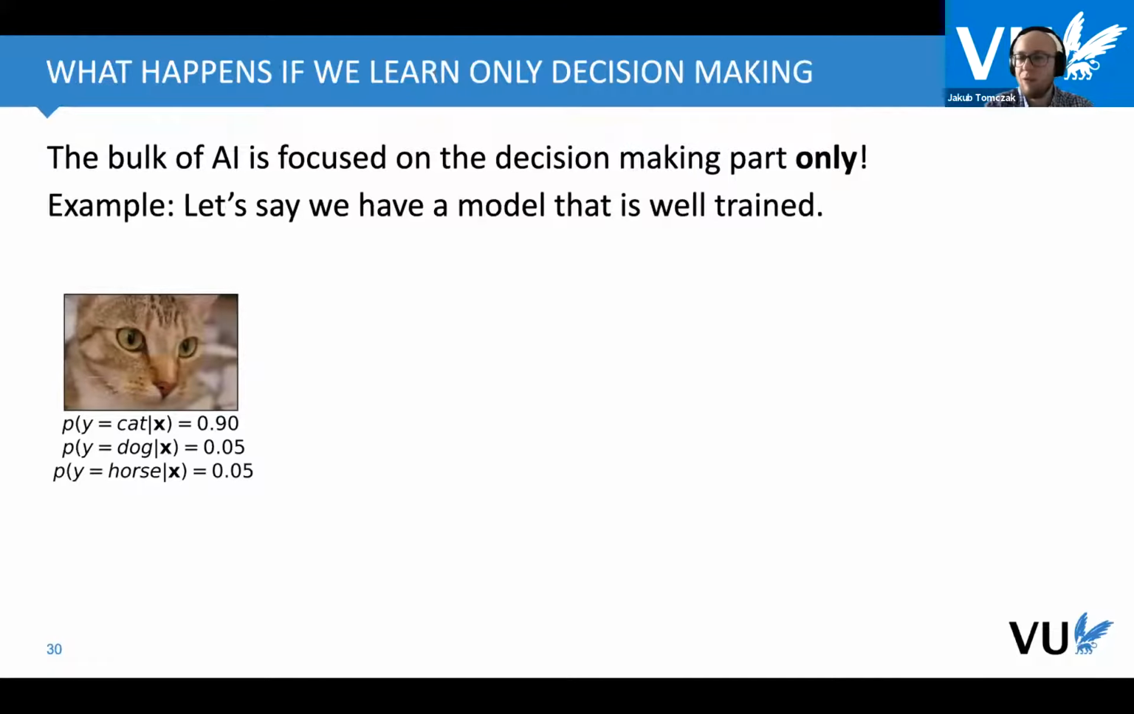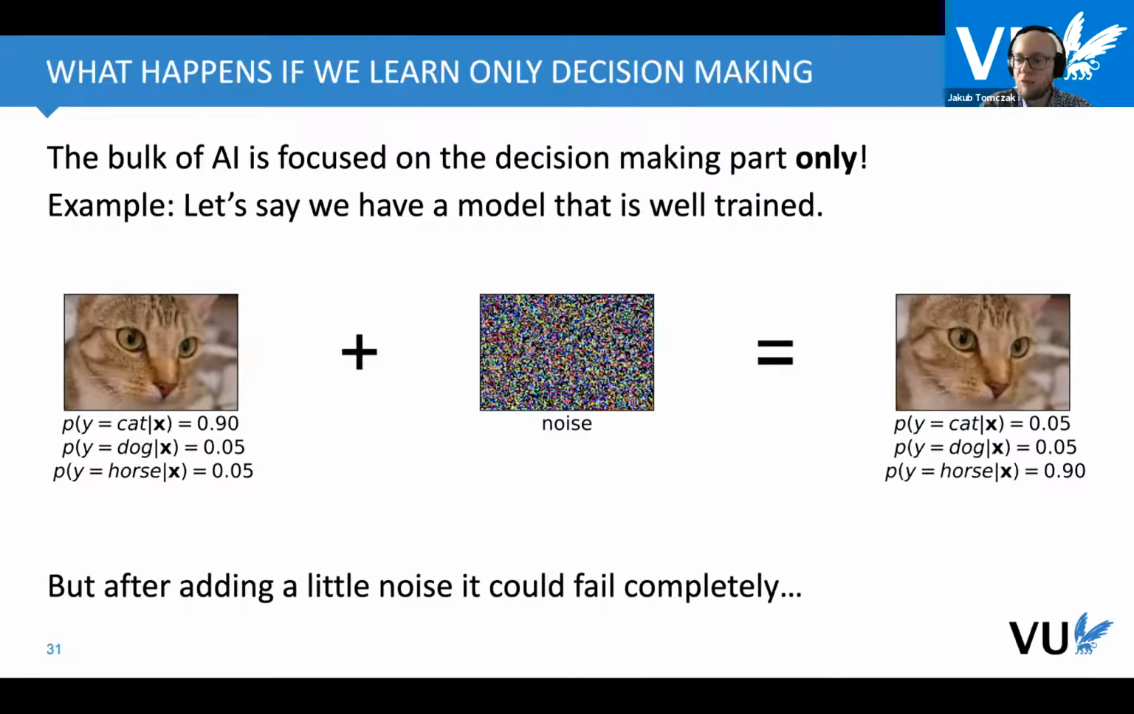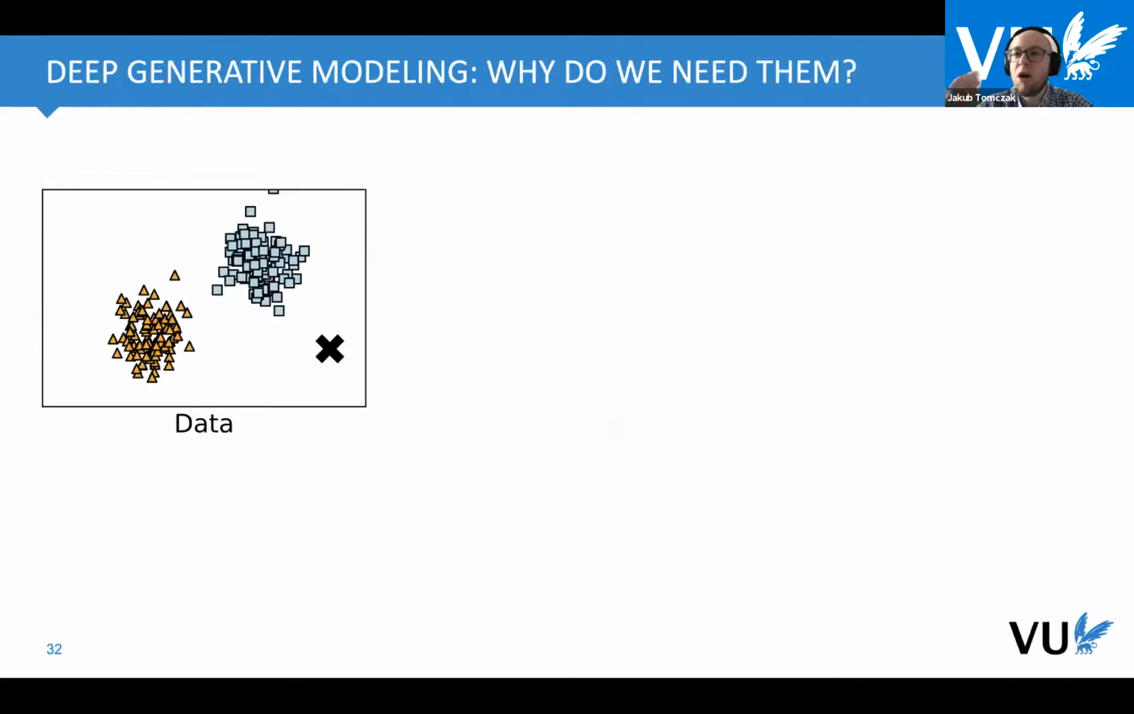For instance, we can have a neural network that is trained on recognizing images. Here we have a cat, and the probability of a cat is the highest, so the agent understands what's going on. But a lot of people have shown that if you add even a little bit of noise, suddenly the AI system fails completely instead of saying that there is a cat. Why does it happen? It happens because we don't know what P of X is, and we don't know how to properly evaluate the state of the world.